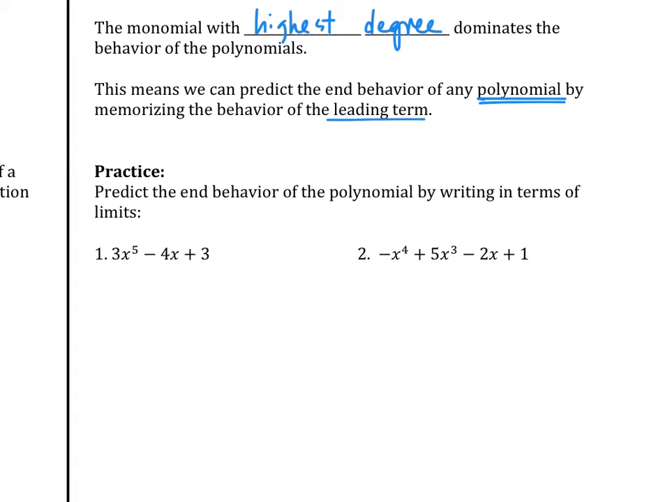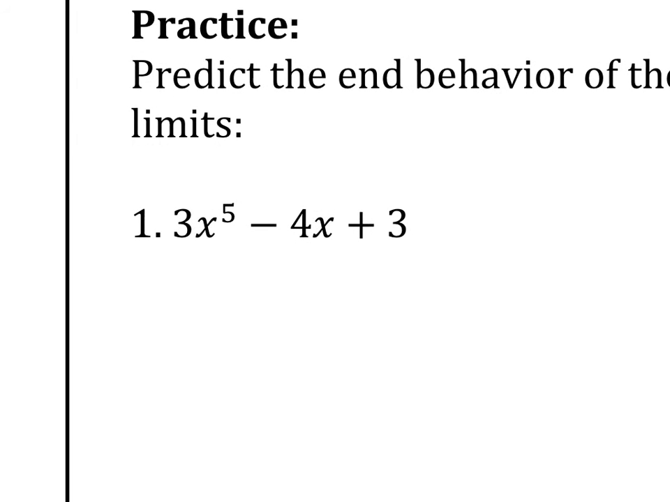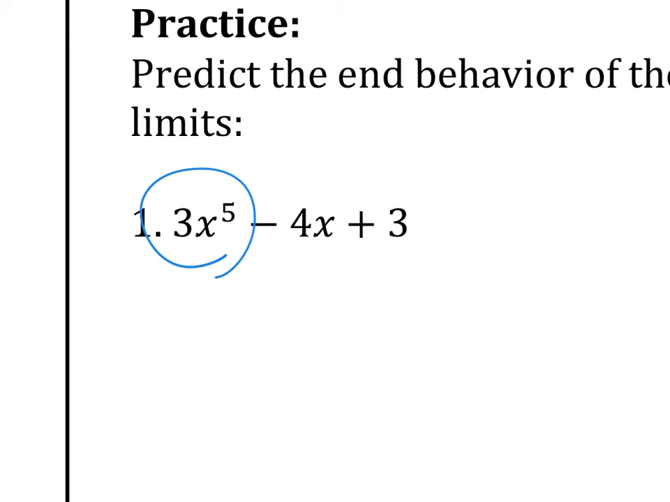Predict the end behavior of the polynomial by writing in terms of limits. So all we really need to care about, so how would this polynomial look like? It will look like the highest term. So whatever that monomial is, the degree is, it will look like that. So the highest degree is 5, so it's going to look like a fifth degree. So then this goes, because it's odd, it starts from the bottom, and then it has a maximum of 5 turns. So 1, 2, 3, 4, 5.